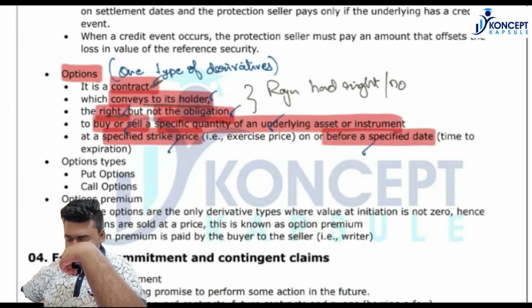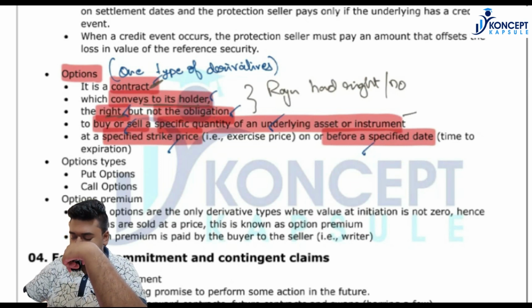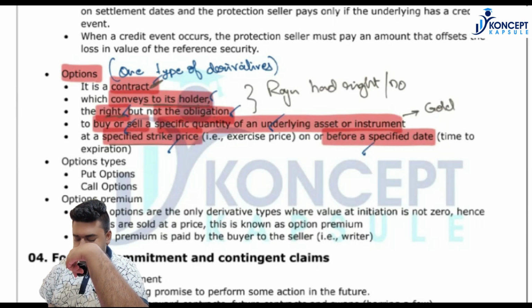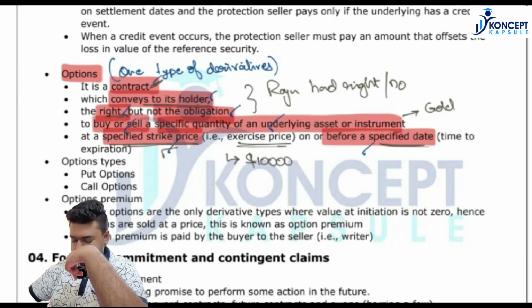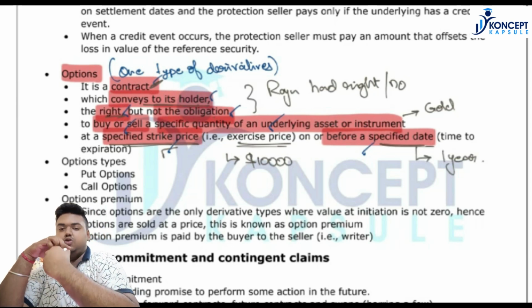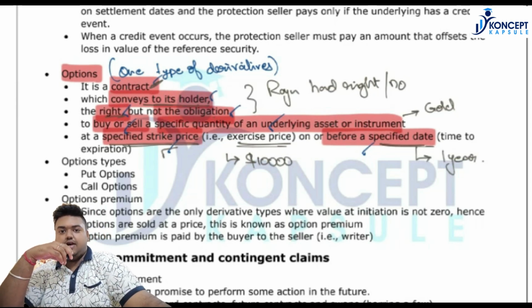Buying or selling a specified quantity of underlying asset or an instrument. This is gold in our example, at a specified strike price or an exercise price. This was $10,000 in our example, on or before the specified date, this was 1 year as per our example. So, guys, I guess the definition of options is very clear to you. We have seen it comprehensively with an example.